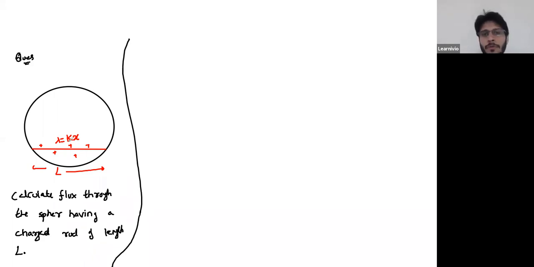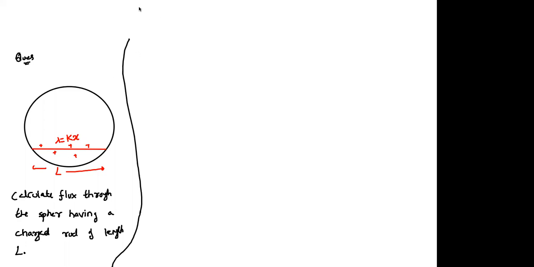Try to solve this problem. Flux is Q by epsilon naught. Charge density is given, and you can check that this charge density is non-uniform. First of all, calculate the net charge inside the sphere, and then using Gauss law, calculate flux. Solve this numerical. Yesterday we did a numerical on this non-uniform charge density. We have calculated the total charge.